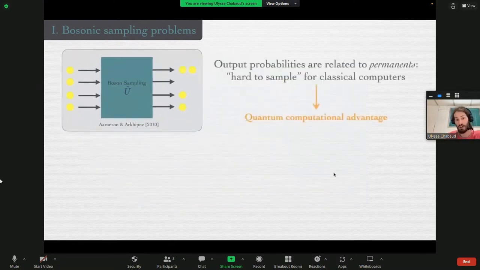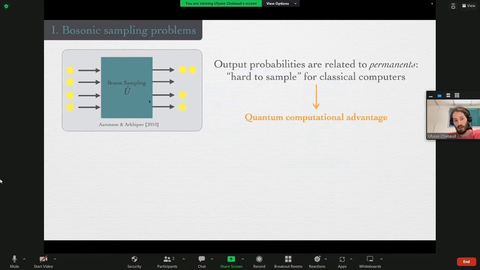And it turns out it's hard to simulate the sampling experiment classically. Why is that? Well, because the output probabilities in that model are related to a combinatorial object that is called the permanent. And that is essentially very hard to compute. And from that hardness of computing the permanent, you can actually extract a hardness to sample from its corresponding output probability distribution using a classical computer. And this means you can use that model as a basis to demonstrate quantum computational advantage as it has been done.